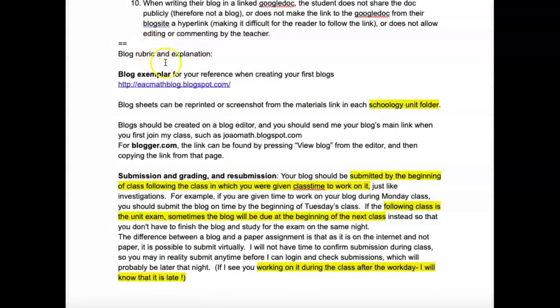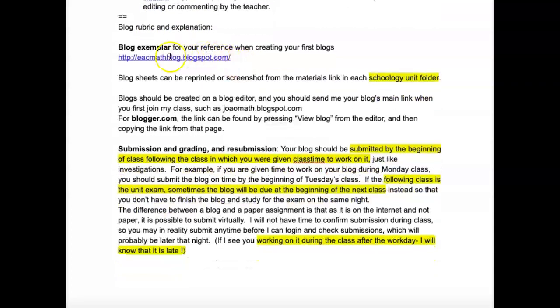Please read through those at your leisure. So let's talk about the rubric. So here's, first of all, a lot of people like to have exemplars. If you want to look at an exemplar, here's one that I consider really good, but everybody's blog looks kind of different, so it's kind of misleading to look at one blog and say, oh, that's what mine should look like, okay?